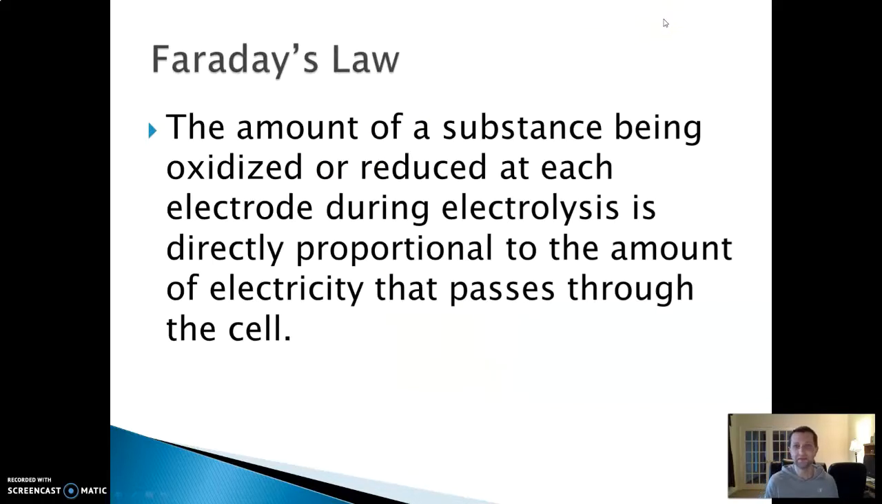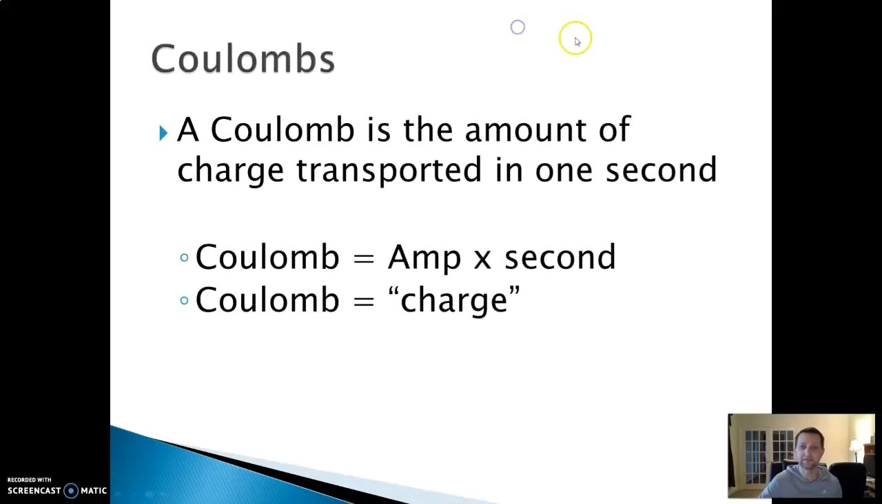So this ties in with Faraday's law. We're going to be using that Faraday constant that we've used before. The amount of a substance being oxidized or reduced at each electrode during the electrolysis is directly proportional to the amount of electricity that passes through the cell. So we need to figure out how much electricity is passing through the cell. That's going to tell us how much we're going to plate out at either electrode. This is often used with electrolytic cells, which is what we had in a previous lesson in this unit.